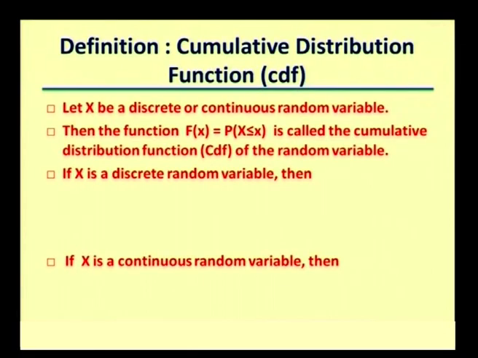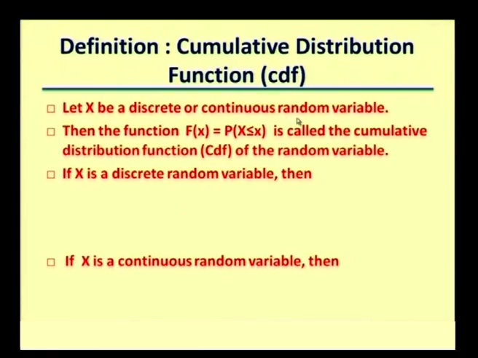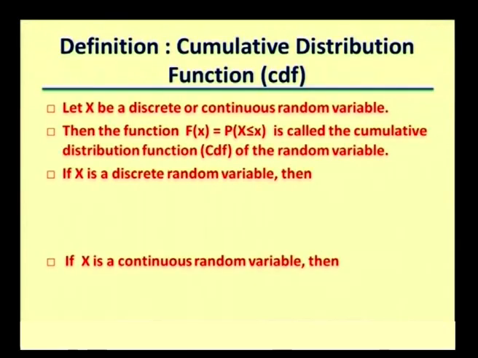Next definition is the cumulative distribution function. This cumulative distribution function can be defined for both kinds of random variables, discrete or continuous. So hence we can take x to be a discrete or continuous random variable. Then the function F of x is equal to P of X less than or equal to x. That is what is called cumulative. Cumulative means from the beginning till now, adding all the probabilities from the beginning till now. So F of x equal to P of X less than or equal to x is called the cumulative distribution function of the random variable.